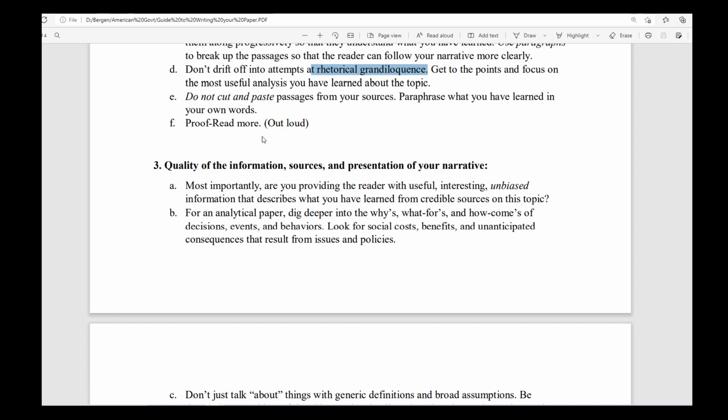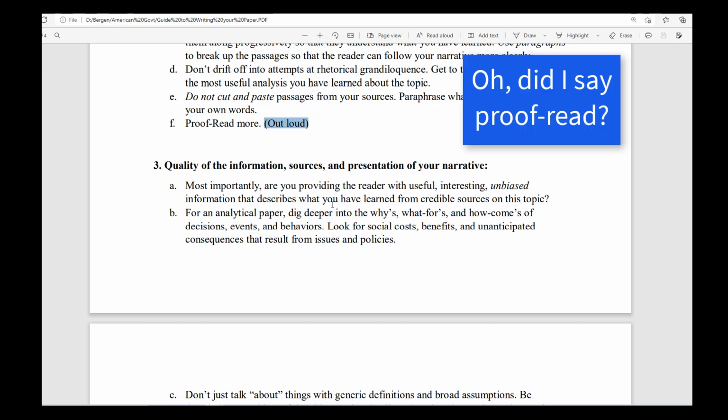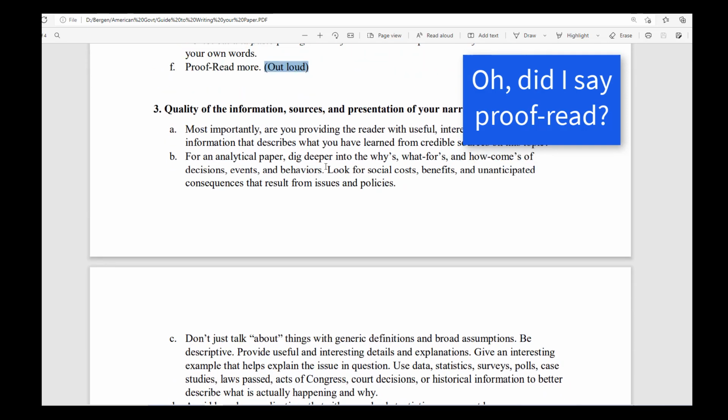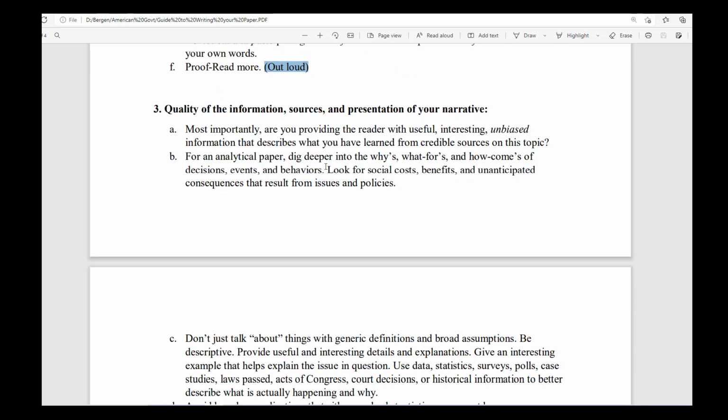And then finally, proofread it again, proofread it out loud, proofread it to your dog. Just proofread it, because that's going to help catch those clumsy sentences and make it a little bit more clear and a little bit more readable.